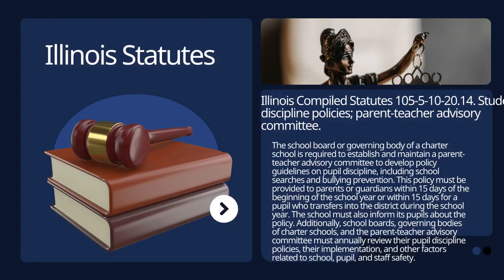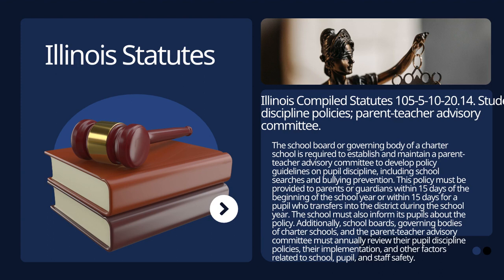Illinois statutes. Illinois Compiled Statutes 105 ILCS 5/10-20.14. Student discipline policies. Parent-Teacher Advisory Committee. The school board or governing body of a charter school is required to establish and maintain a parent-teacher advisory committee to develop policy guidelines on pupil discipline, including school searches and bullying prevention.